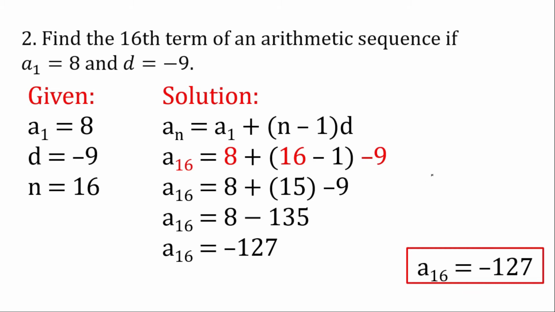As you can see, in my previous tutorial, I said that if the common difference is negative, the sequence is in descending order, meaning from highest to lowest, it has a decreasing value. So it's nice to know that 8 is greater than negative 127, because it should be so, since it's in descending order.